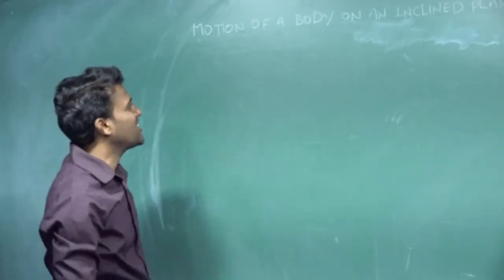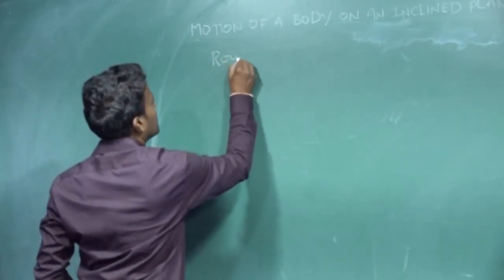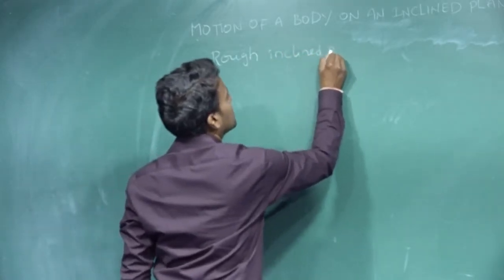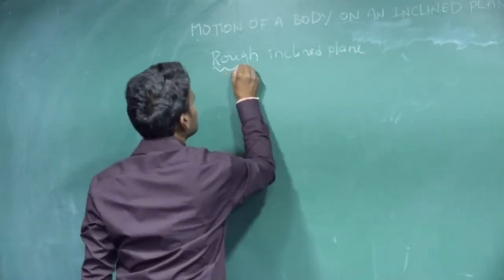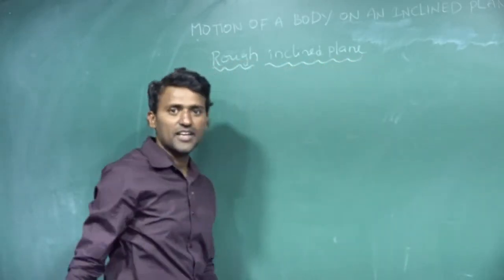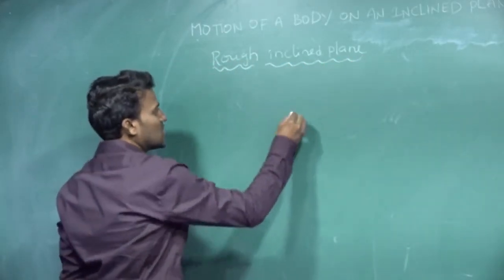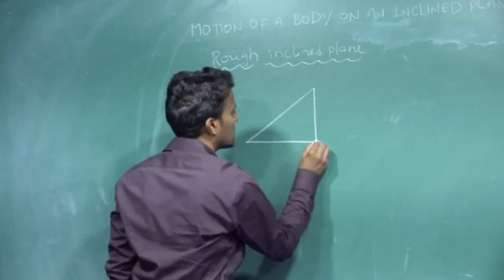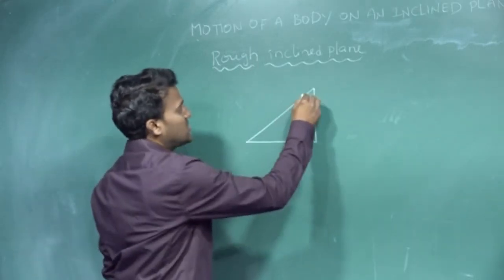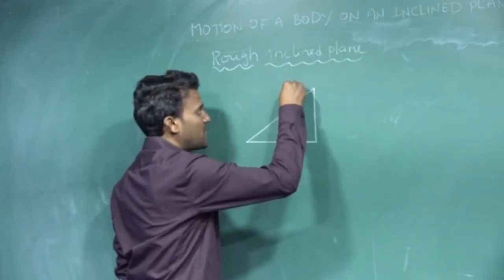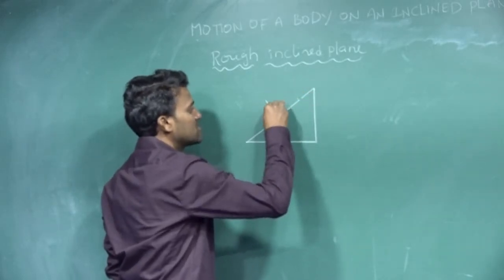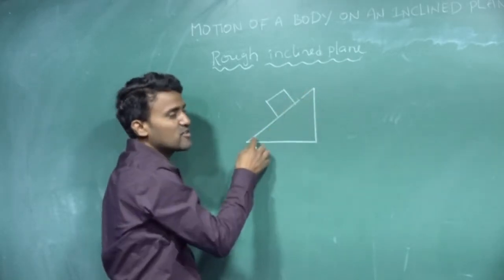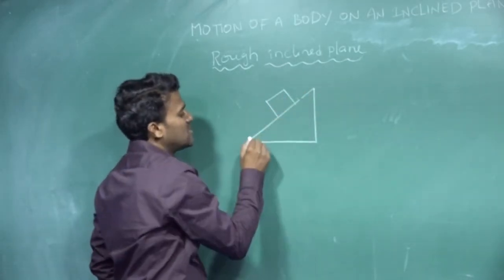Motion of a body on a rough inclined plane. Now we are discussing a rough surface, a rough inclined plane. This is the rough surface, isn't it? Now the object is sliding from top to bottom, and this angle is theta.